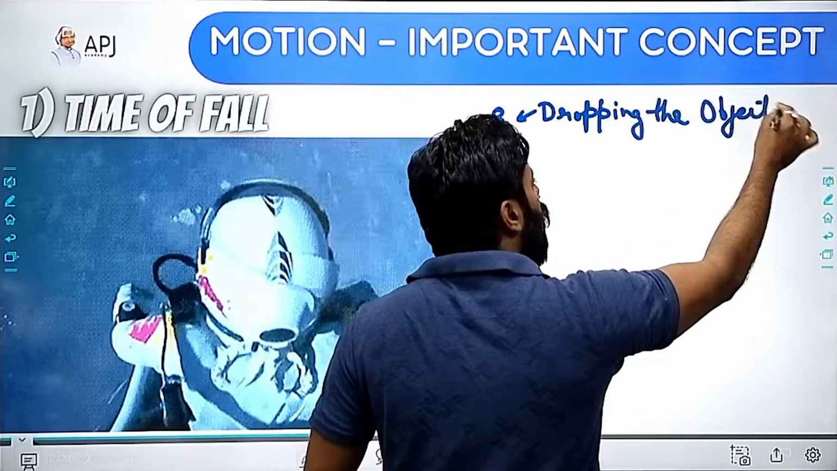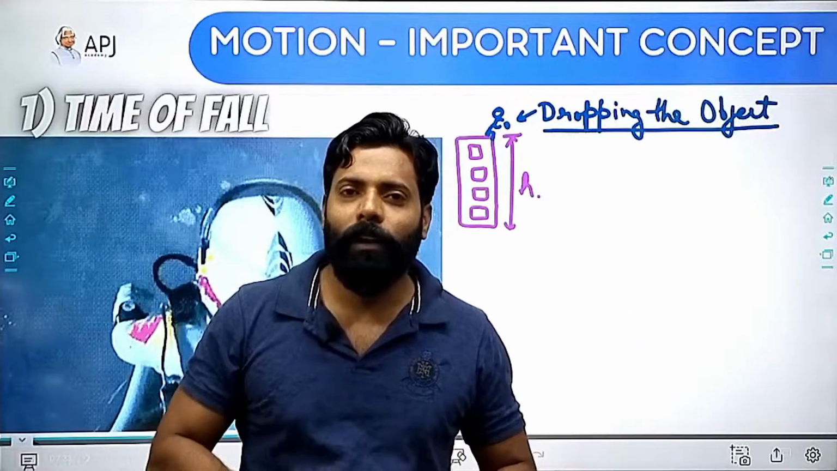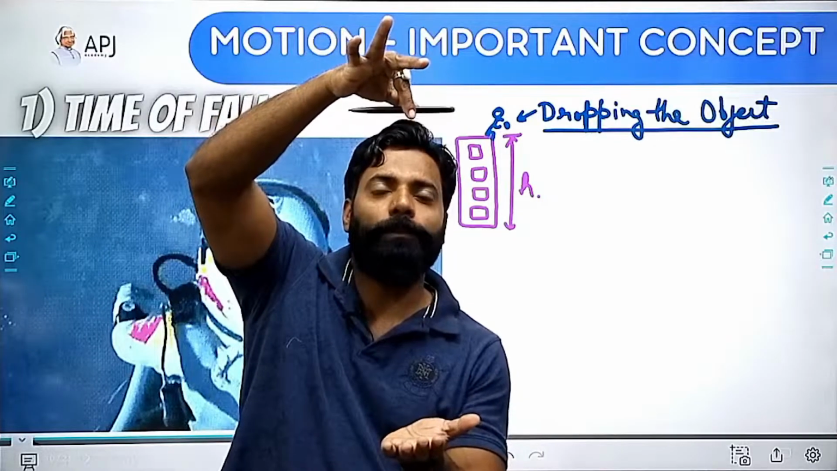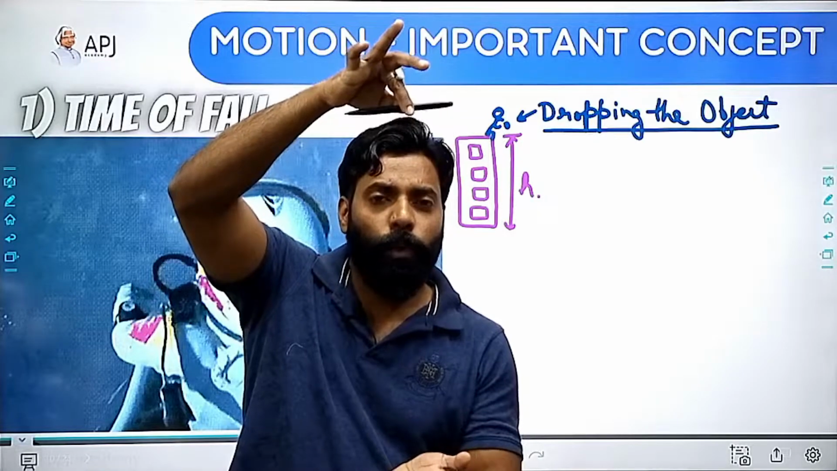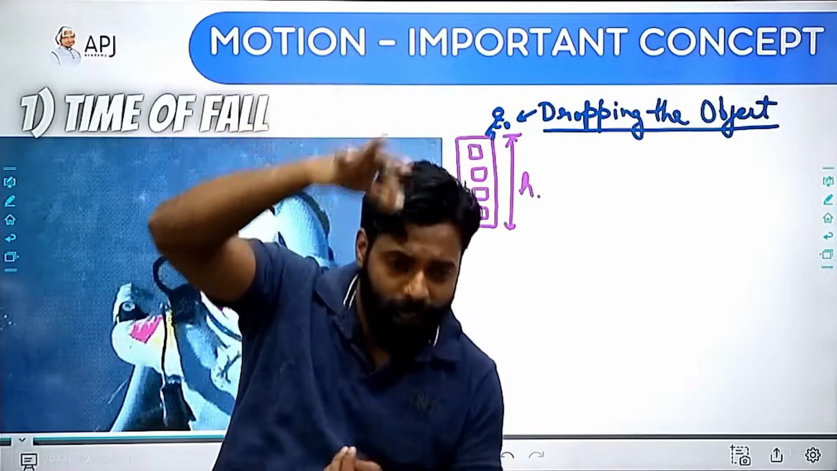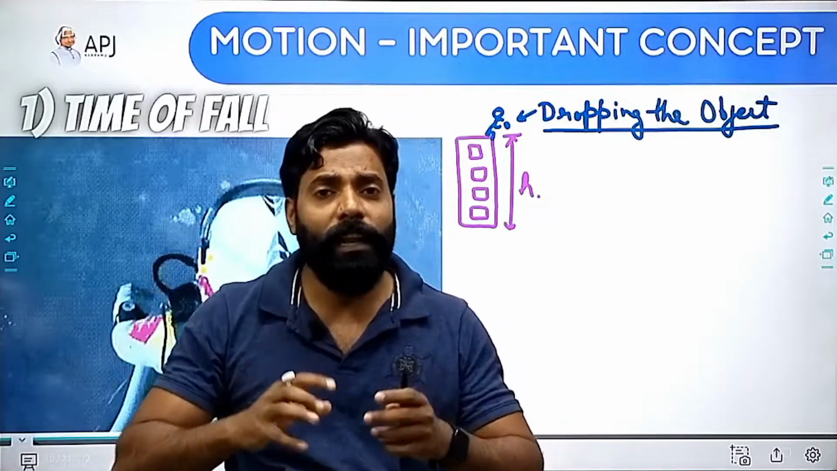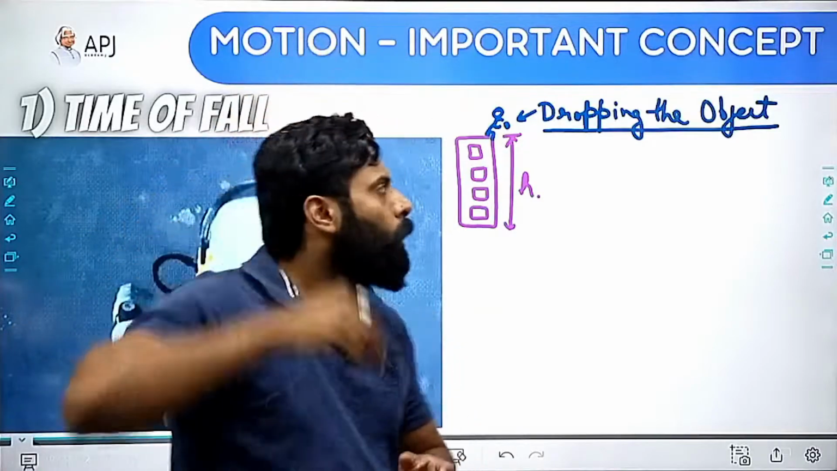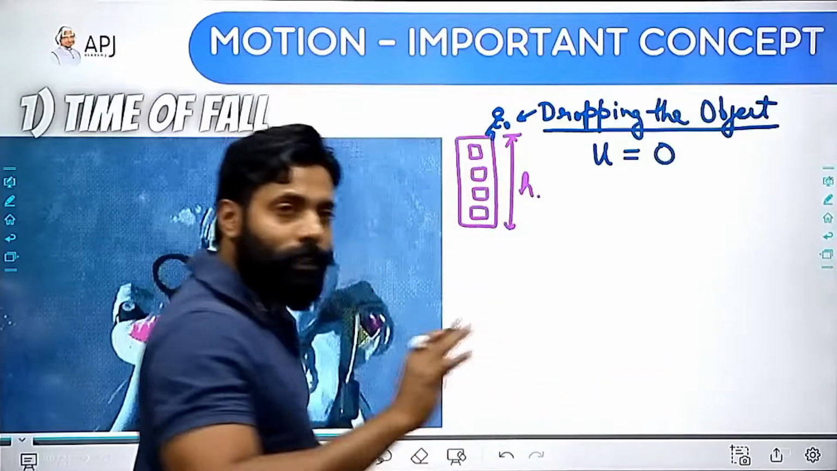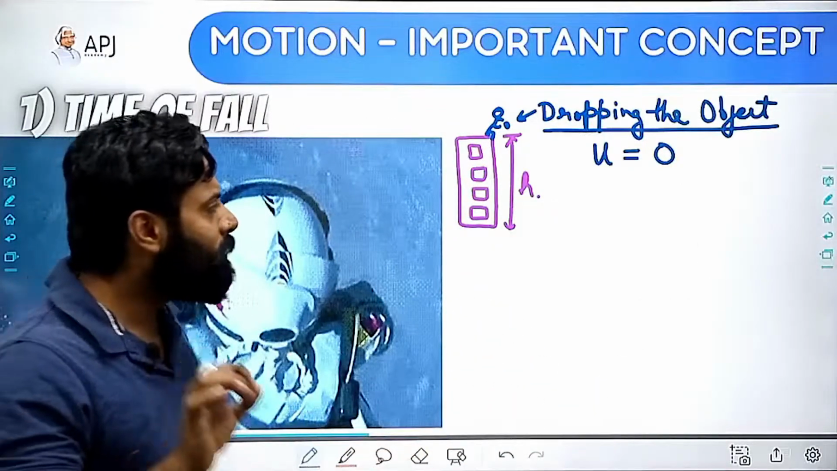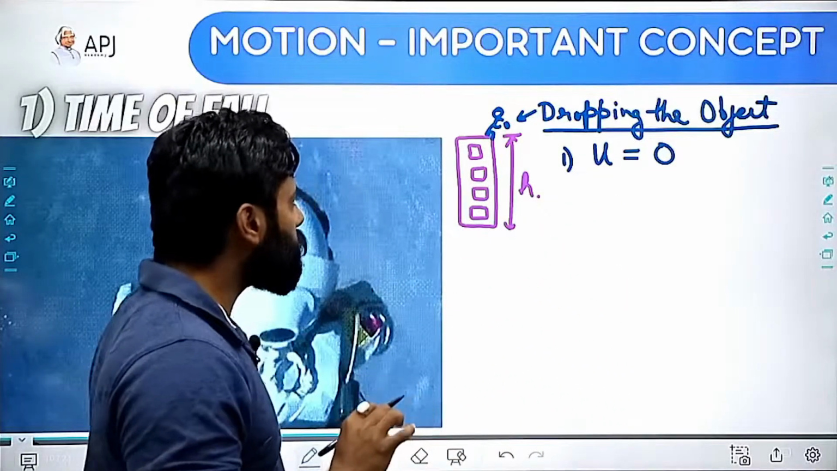When you are dropping the object, the most important thing is that you are not providing any velocity to the ball. You are just leaving the object which you are holding. The only thing acting here is the force of gravity, due to which the object changes its velocity due to the gravitational acceleration. So initially the initial velocity of the object is 0. This is very much common sense. The first thing which we have is u equals 0.